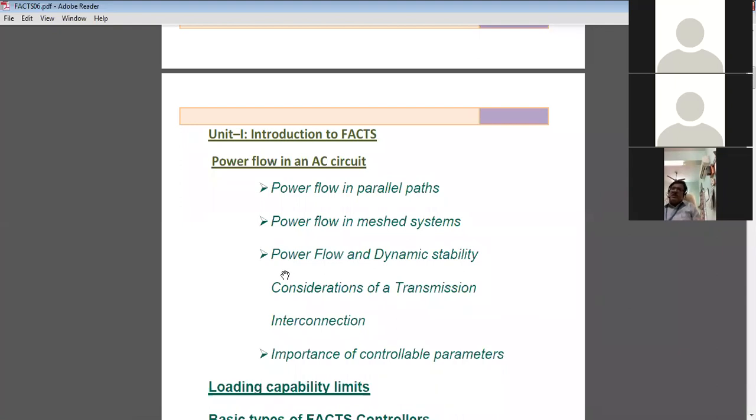That means we can decrease or increase the real and reactive power flows in the transmission line. Control is possible, and in parallel we can compensate reactive power. That means if extra reactive power is required, you can supply it. If there is a deficit of reactive power, it can supply, and if there is a surplus of reactive power, then it can absorb.